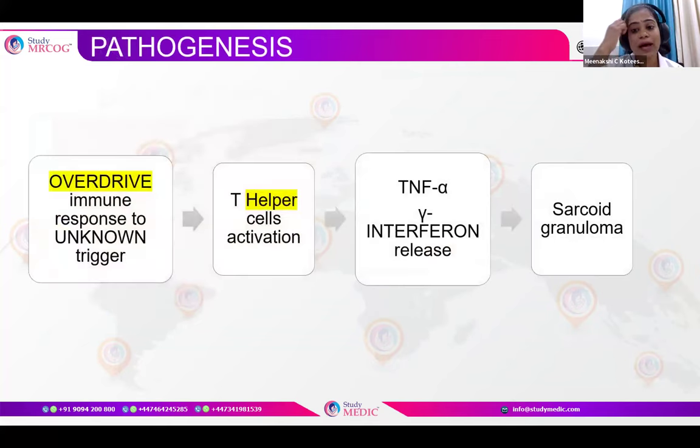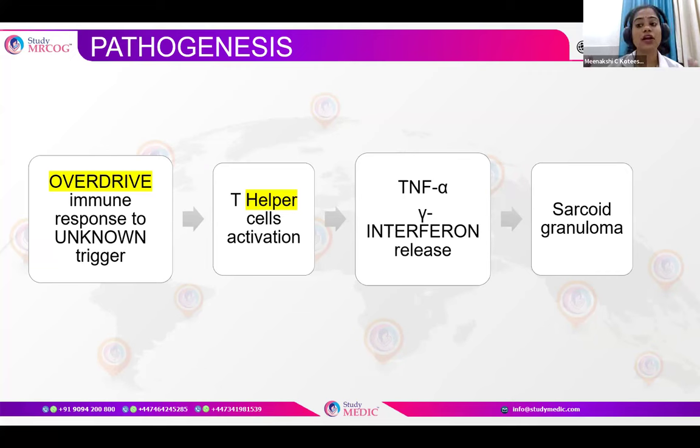And coming to the pathogenesis. In the pathogenesis, what happens is basically there is an unknown trigger because of which there is hyperactivation of the immune system. So in sarcoidosis, primarily we see that helper cell activation occurs. So there will be release of cytokines like TNF-alpha as well as gamma interferon that will be resulting in the formation of the sarcoid granuloma.